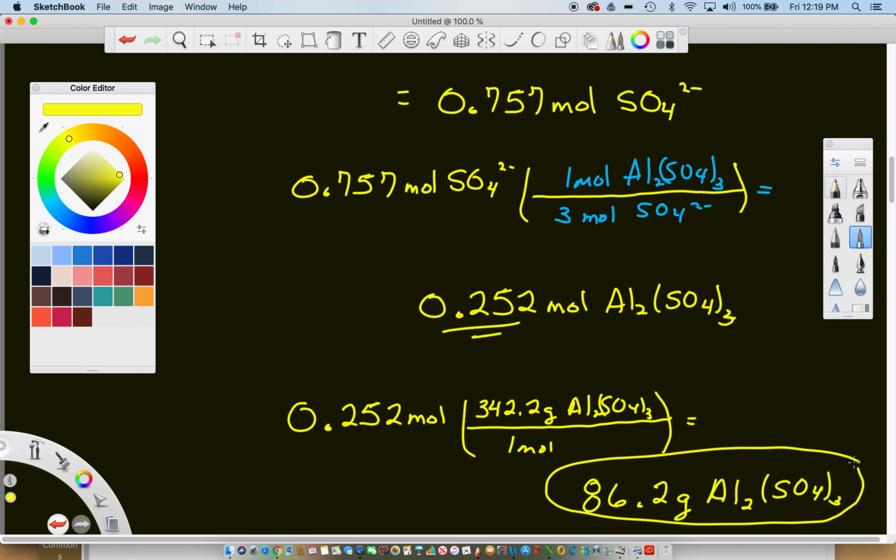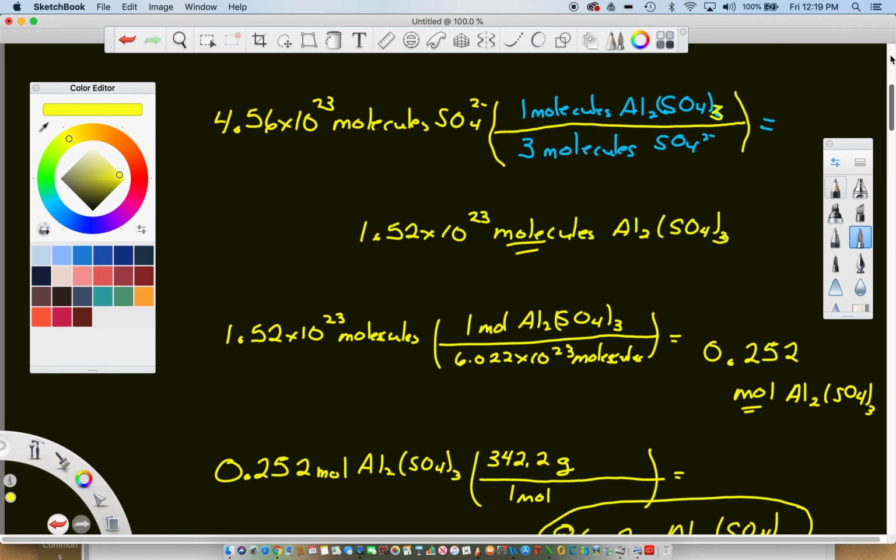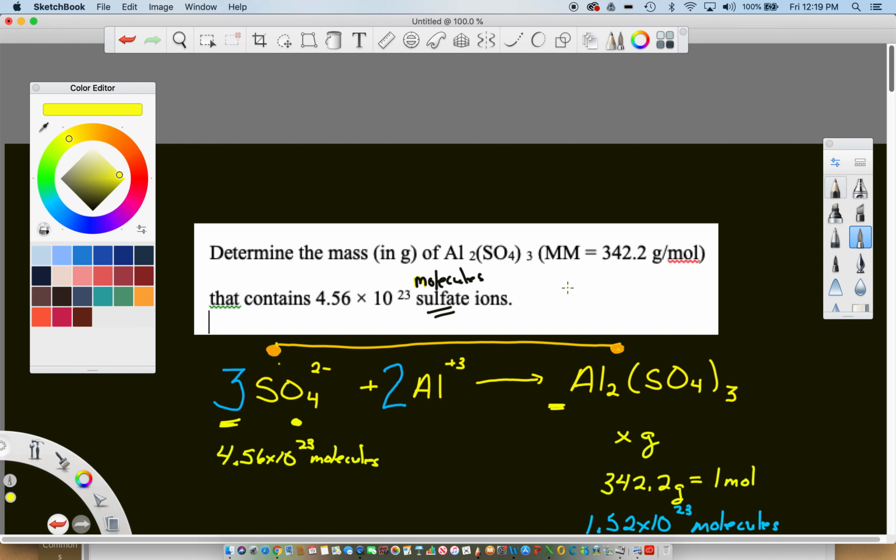So this is part of putting it all together again and just working with the items that we were given to be able to solve a problem, to know how many grams is needed to get so many molecules of an ion that's found in that compound.